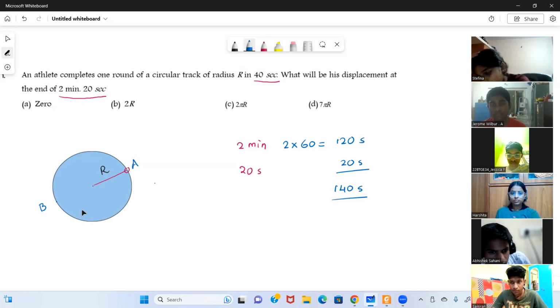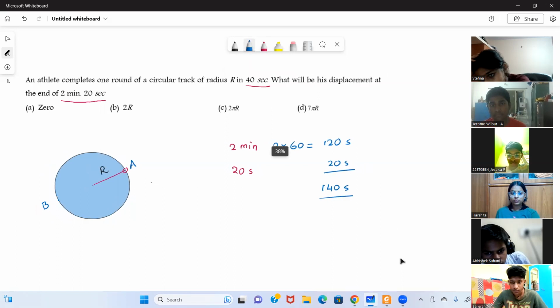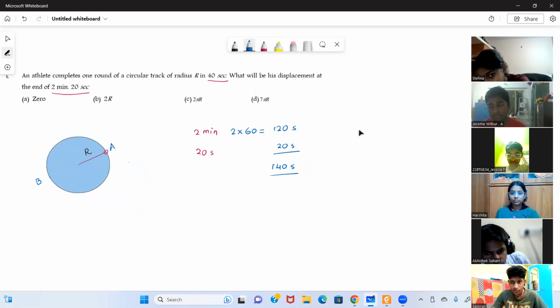If you see, he takes 40 seconds for completing one round, right? So let's say he starts from A. In 40 seconds, he'll once again be reaching the point A because he'll complete one round. Do you all agree, students? Now, the second 40 seconds, which is a total of 80 seconds. By the end of 80 seconds, where will he be? He'll be once again at A because he would have completed how many rounds? 2 rounds, correct? One round in 40 seconds, 2 rounds in 80 seconds totally.